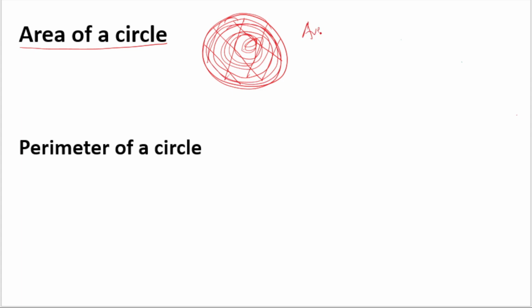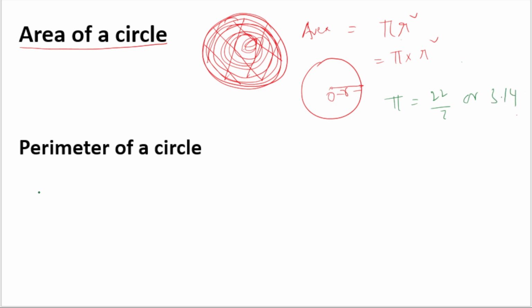And how do you find the area of a circle? Area is equal to pi r square, where r is the radius. For a circle, we have radius as a dimension, and radius is a line that joins the center of a circle to any point on the circle. Area of a circle is given as pi into radius square. What is the pi value here? Pi is equal to 22 by 7, or it is 3.14.